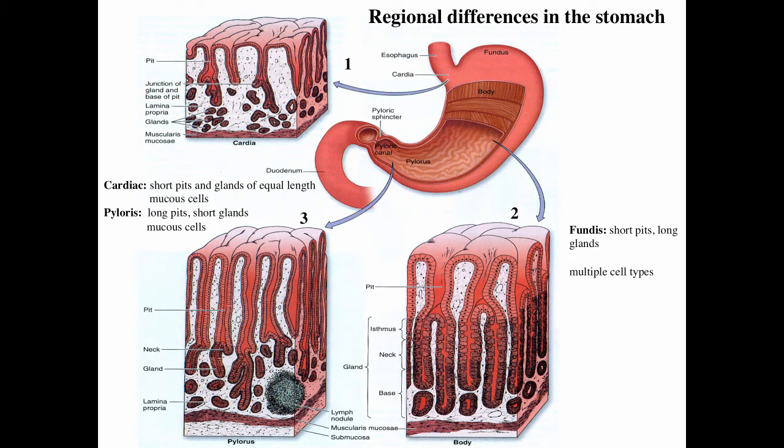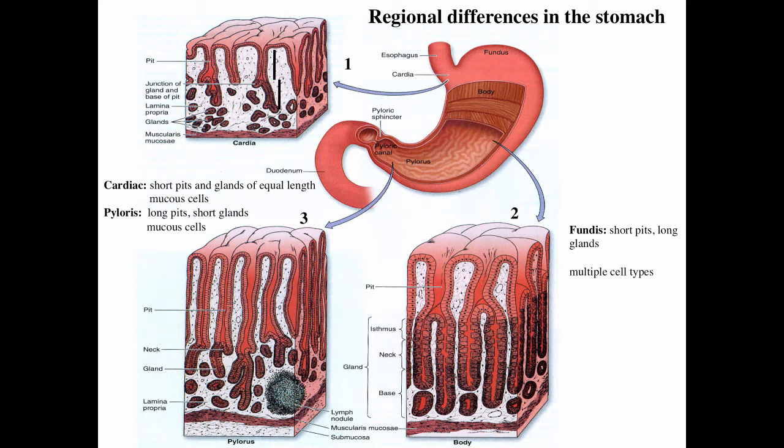Now there are some regional differences in the stomach that we can define, and I would like you to at least be generally aware of these from the point of view of histology. We can talk about the cardiac region of the stomach, and the cardiac region of the stomach has relatively short pits and short glands, but the glands are of equal length.